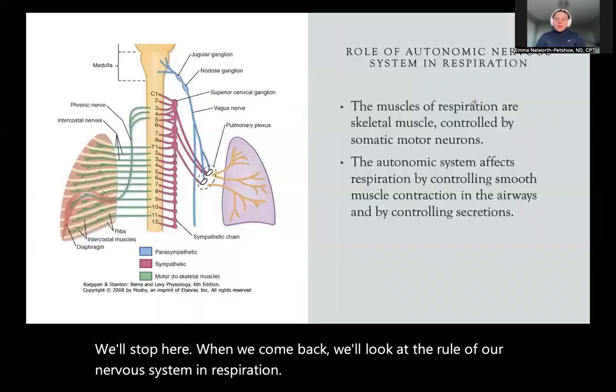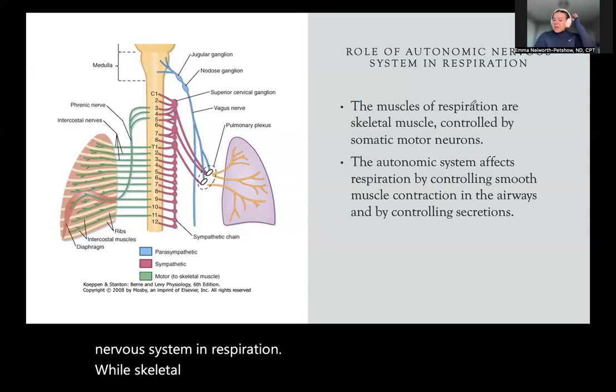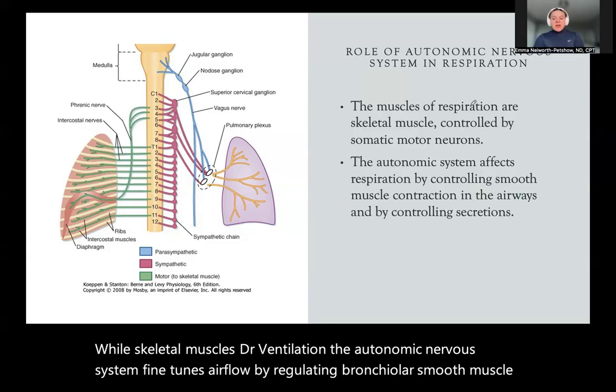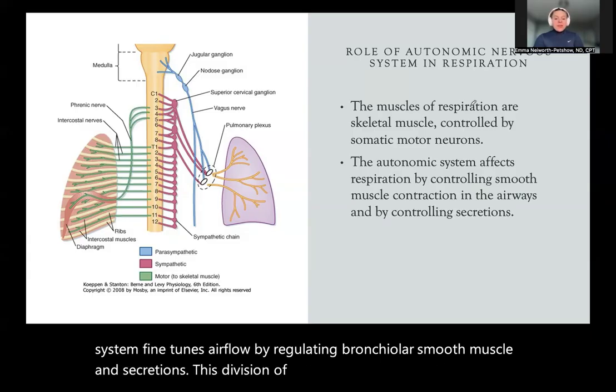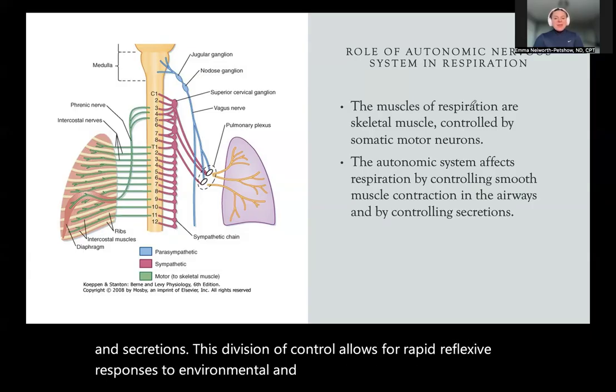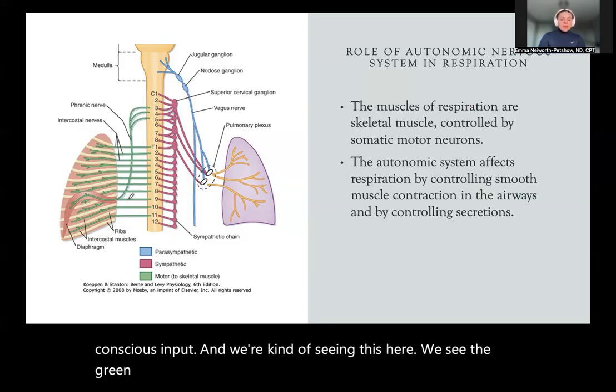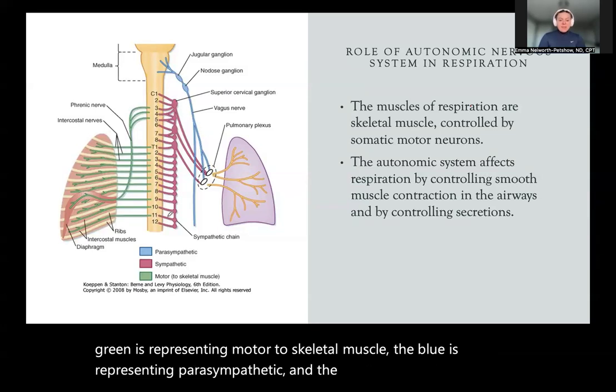While skeletal muscles drive ventilation, the autonomic nervous system fine-tunes airflow by regulating bronchiolar smooth muscle and secretions. This division of control allows for rapid reflexive responses to environmental and metabolic demands without really conscious input. And we're kind of seeing this here. The green is representing motor to skeletal muscle. The blue is representing parasympathetic and the red is representing sympathetic.